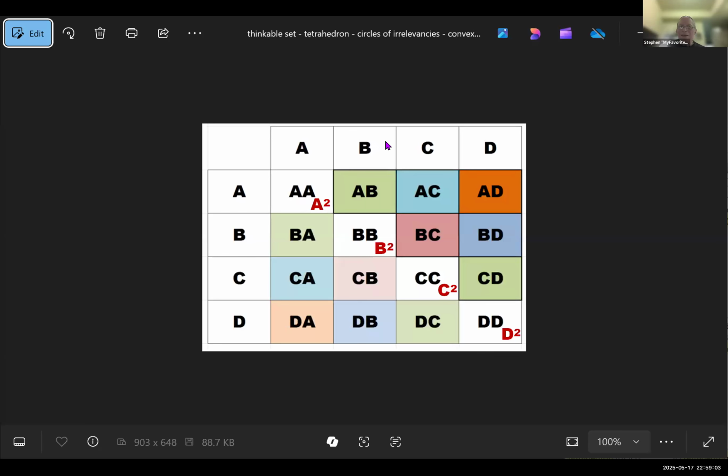We have A, B, C, D, A, B, C, D. And as it goes down diagonally, we have A, B, B, C, C, C, D. When Bucky describes his tetrahedral relationships, he describes this side of the chart. He doesn't describe this side. What I've come to is that this side is convex or concave, and this one is the opposite.